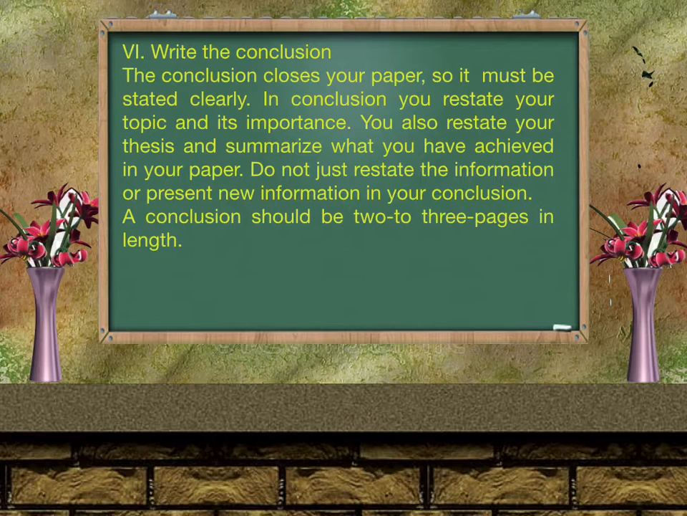Write the conclusion. The conclusion closes your paper, so it must be stated clearly. In conclusion, you restate your topic and its importance. You also restate your thesis and summarize what you have achieved in your paper. Do not just restate the information or present new information in your conclusion. A conclusion should be 2 to 3 pages in length.